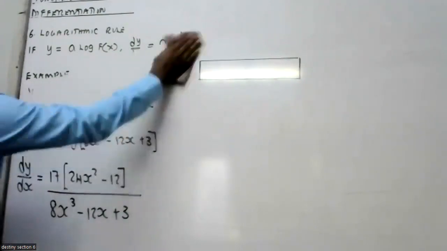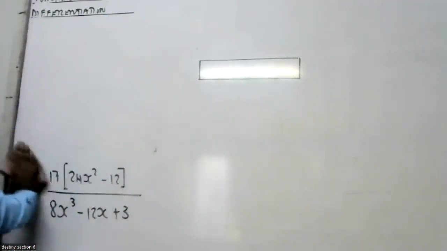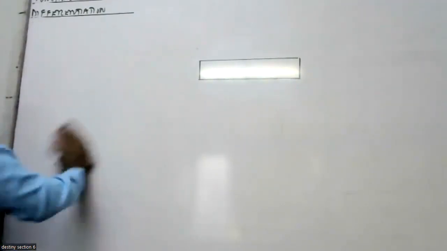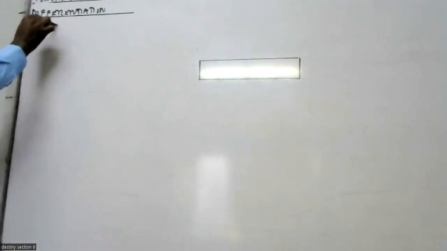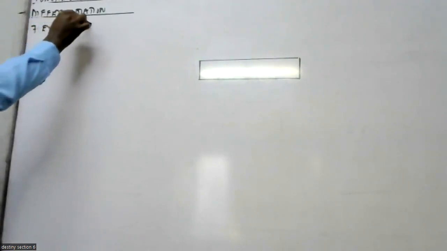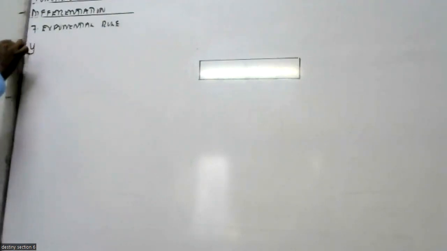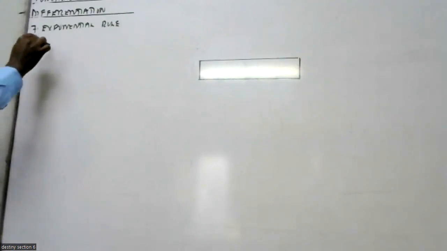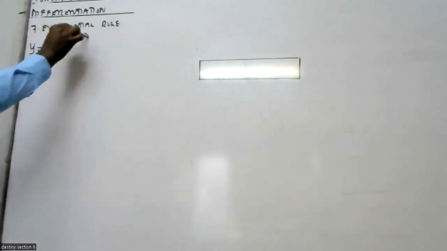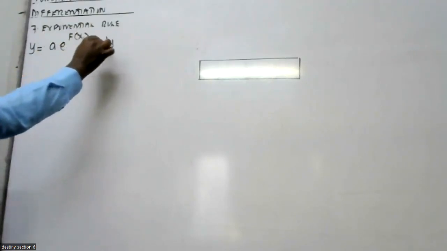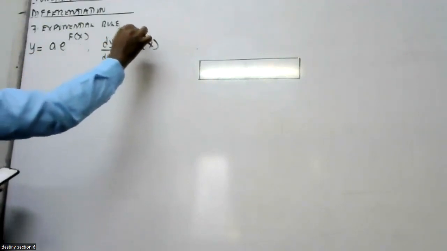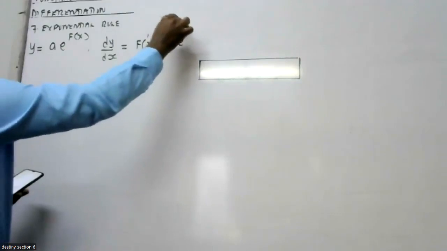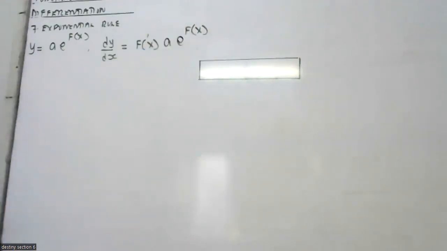The last one is called the exponential rule, number 7. In the exponential rule, y is equal to a e to the f of x, and dy dx will be equal to f of x differentiated, times a e to the f of x. That way.